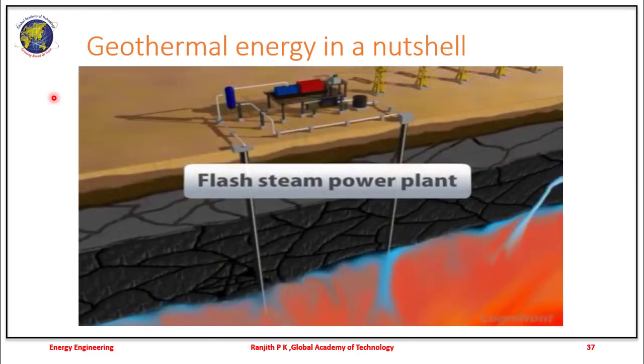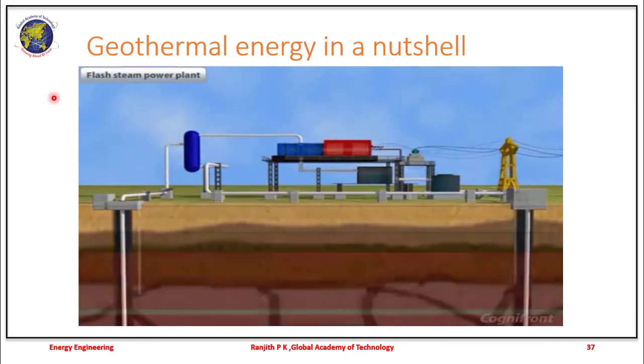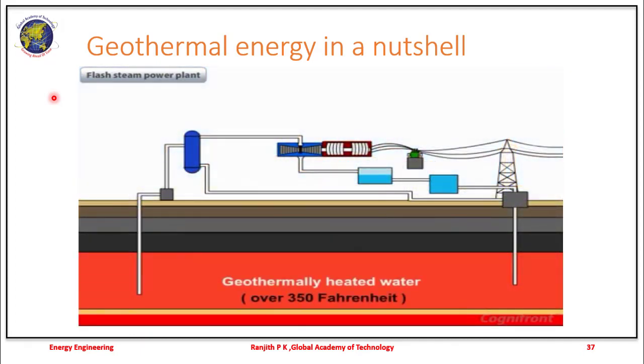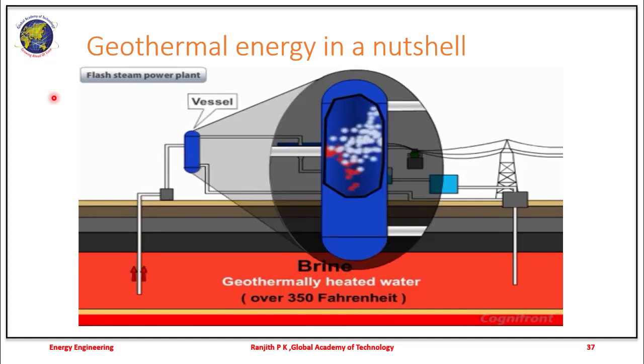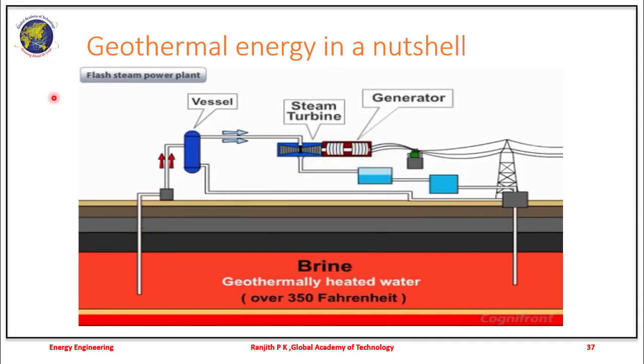The next type is the flash steam power plant. This type is used where there is an availability of geothermally heated water at a high temperature of over 350 Fahrenheit. This water is called brine, and it is transferred to a vessel where steam is generated. This steam drives the turbine coupled with the generator to produce electricity. The waste brine is injected back into the earth.